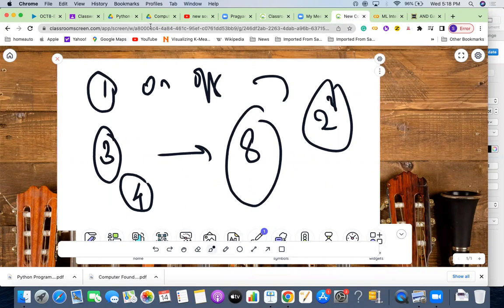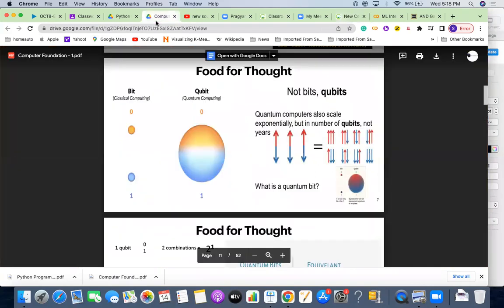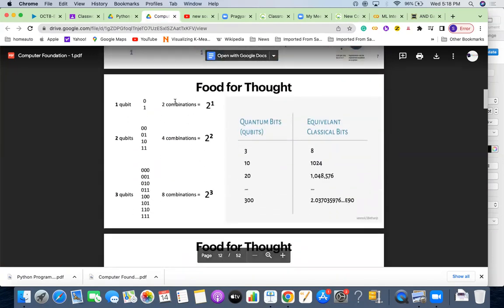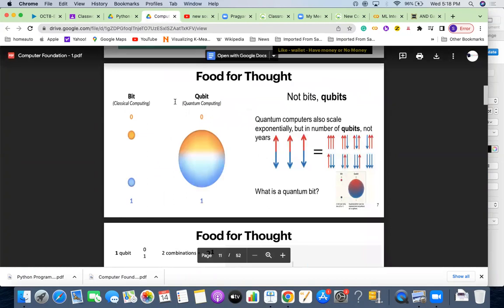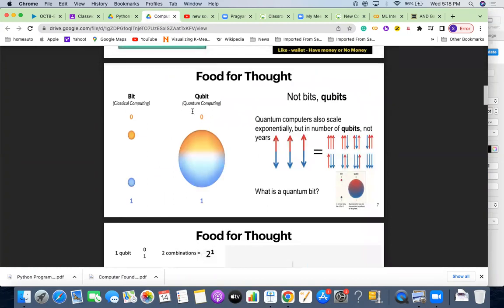But right now the production of quantum computing is not there, so we will not be studying it. Right now we'll assume that everything is working in the binary system. Is it clear? Yes, sir. But when quantum computing comes, this will be there.